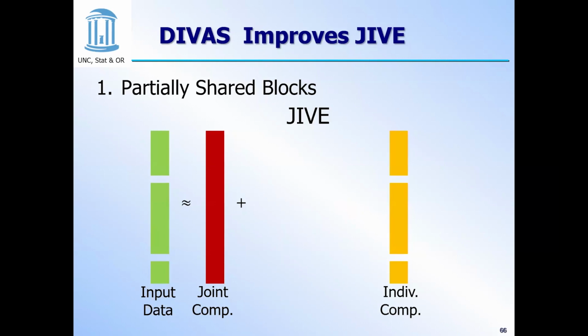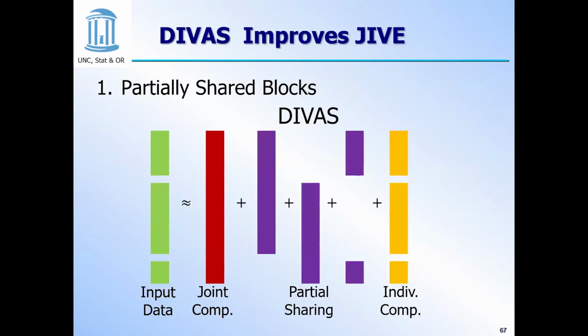I didn't say anything yet about more than 2 data blocks, but if you do JIVE with more than 2 data blocks, it can handle it, but the modes of variation you're going to find are either joint between everything or individual, again in the sense of orthogonality with the joint. Okay, but once I lay it out like that, you can easily imagine other types of jointness you'd like. You might like modes of variation that are joint between the first two, but not the third, and so on. Okay, so this is one aspect of DIVAS.